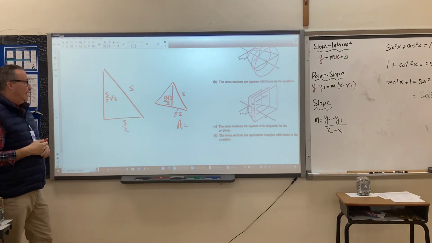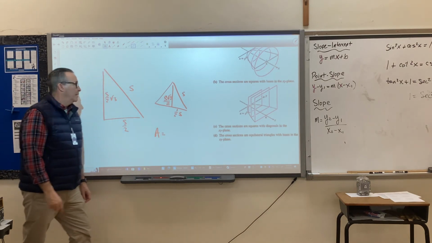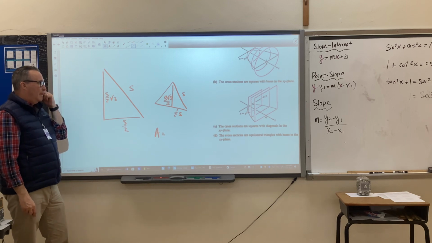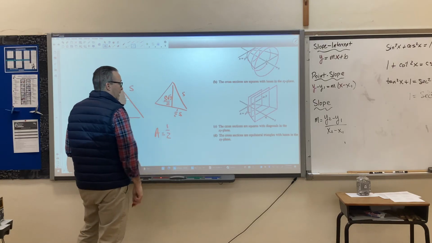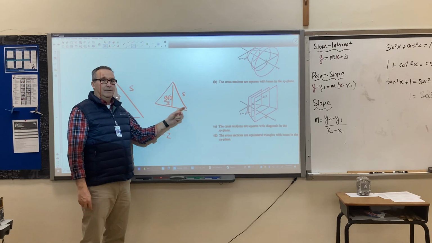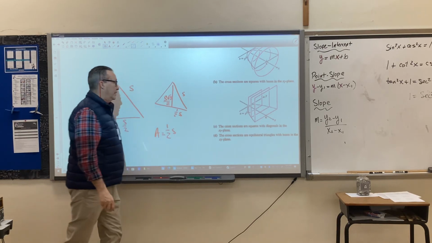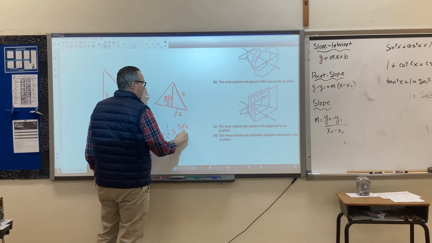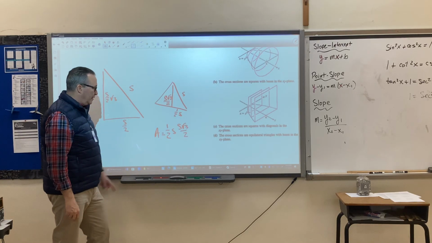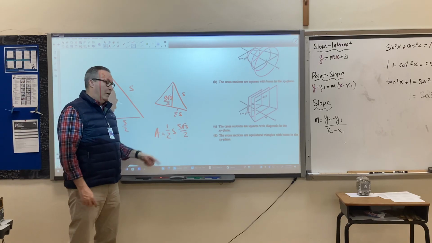So what's the area of this thing? One half base. What's the base of this triangle? S. Times the height. What's the height of the triangle? S square root of 3 over 2. So this looks like s squared times the square root of 3 over 4.